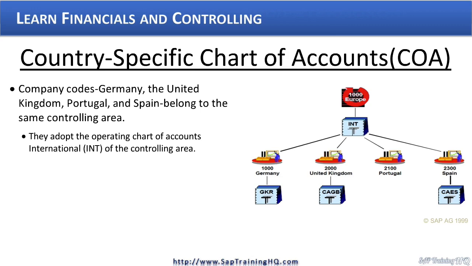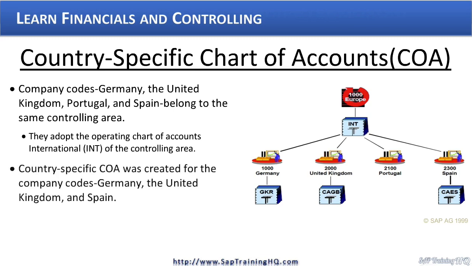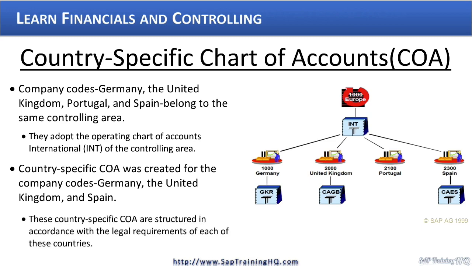However, in order for it to be possible for external reports to contain the account numbers usually used in the individual countries, a country-specific chart of accounts was created for the company codes Germany, the United Kingdom and Spain. These country-specific chart of accounts are structured in accordance with the legal requirements of each of these countries.